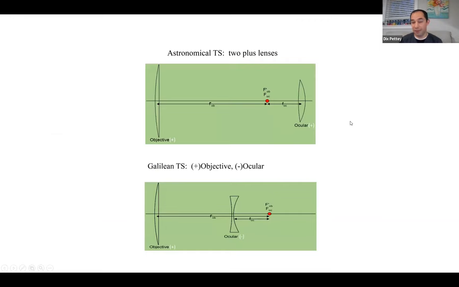There was one more slide on the telescopes from before. This is just to show where the focal point is in between the two lenses in a telescope. If it's an astronomical, the focal point is inside, so those are going to be longer. If it's a Galilean, the focal point is behind the eyepiece, the ocular. So those will be shorter telescopes.